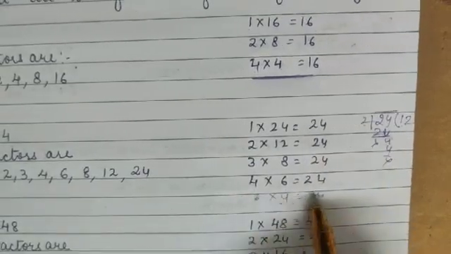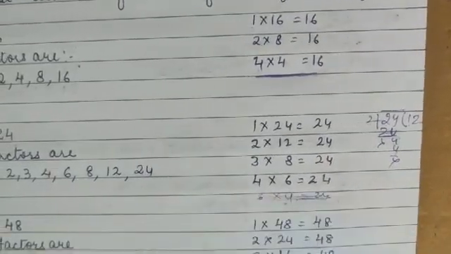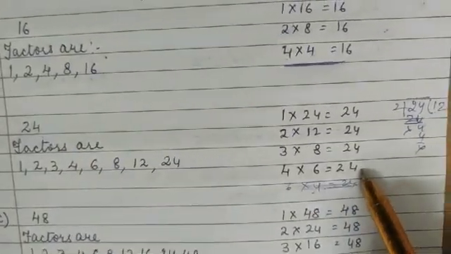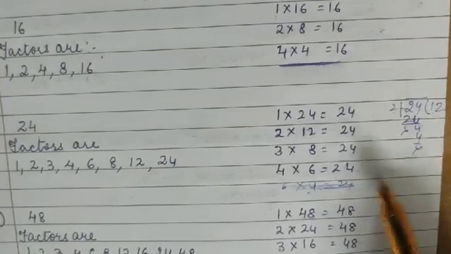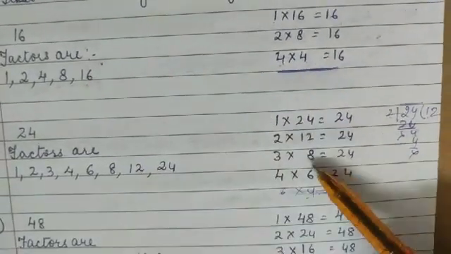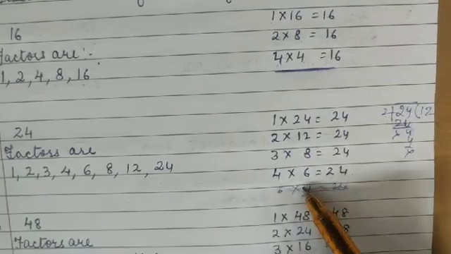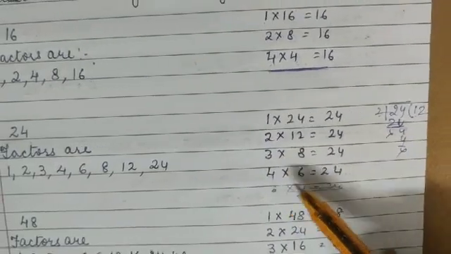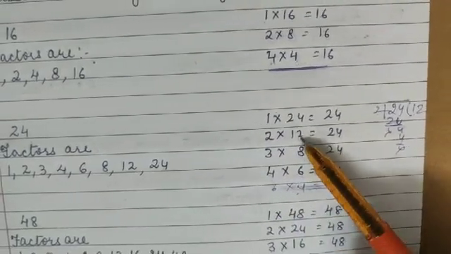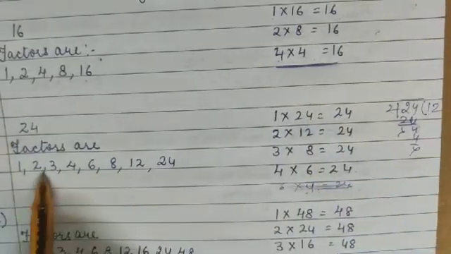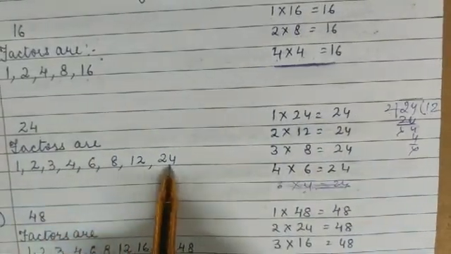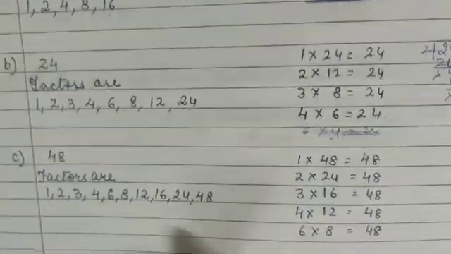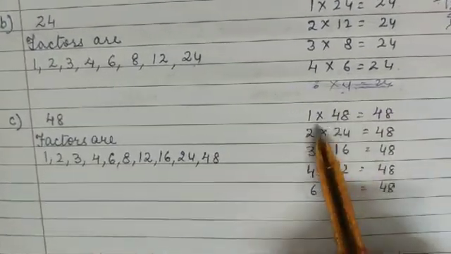So we will not write the numbers again. No repetition will be there. Okay. So we will stop our factors here only. Clear? Whenever we have the same number, or whenever the numbers are repeating, we'll stop there only. Now we have the factors 1, 2, 3, 4, 6, 8, 12, 24. Factors of 24. Now 48, again the same method.